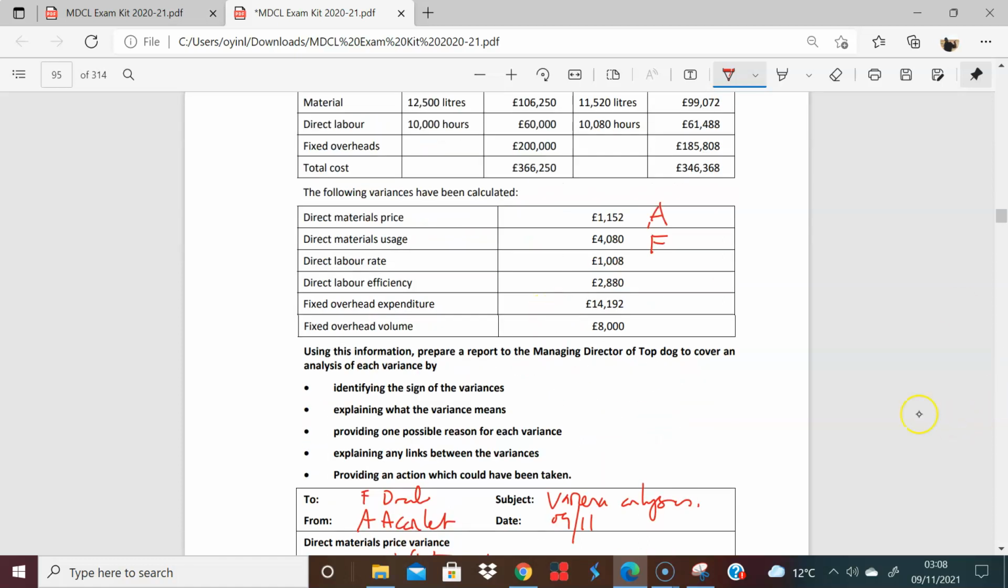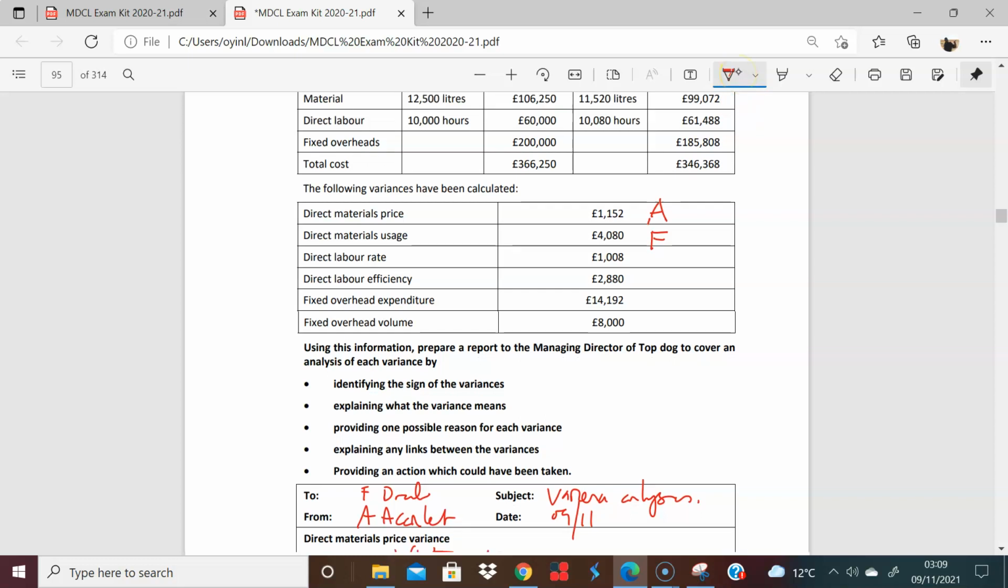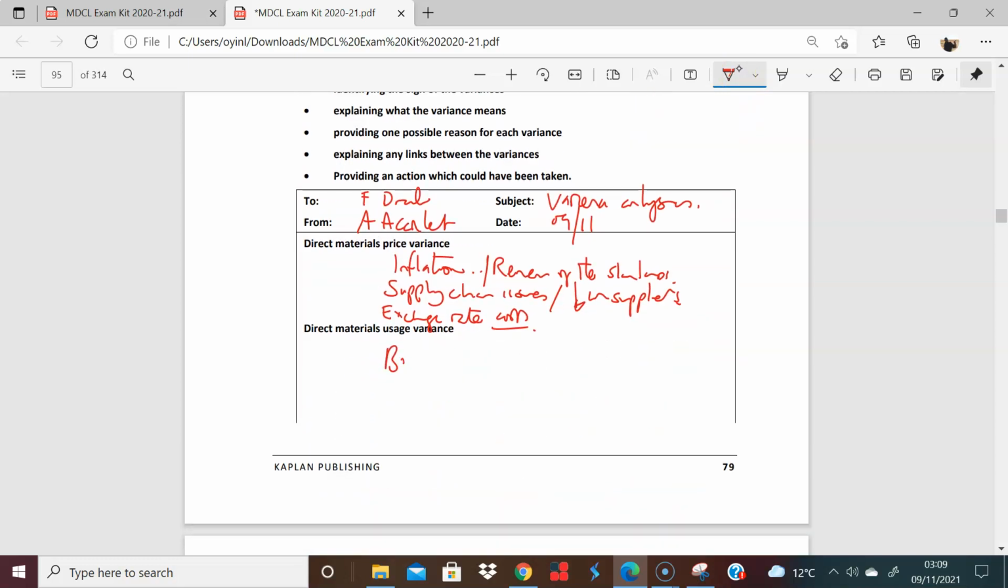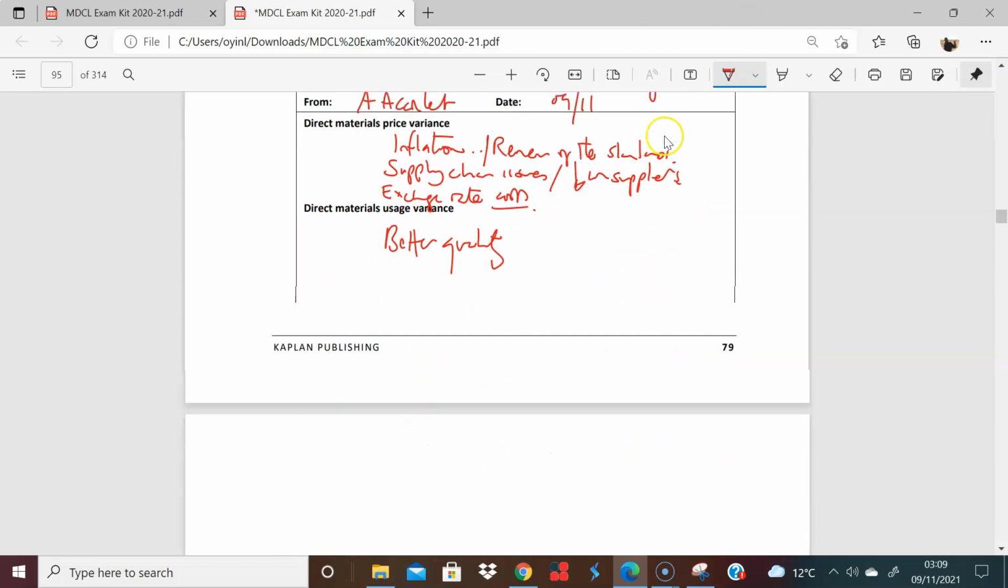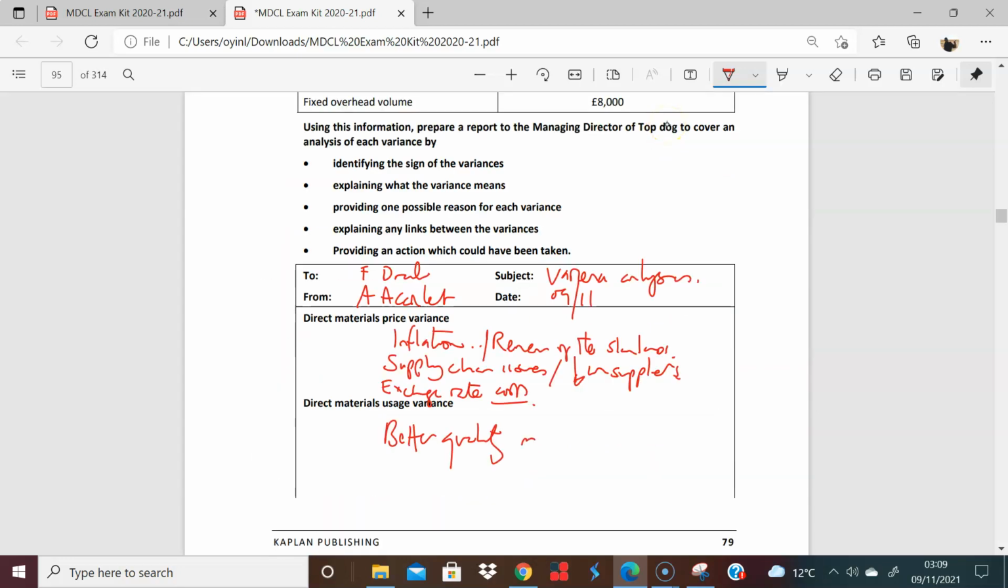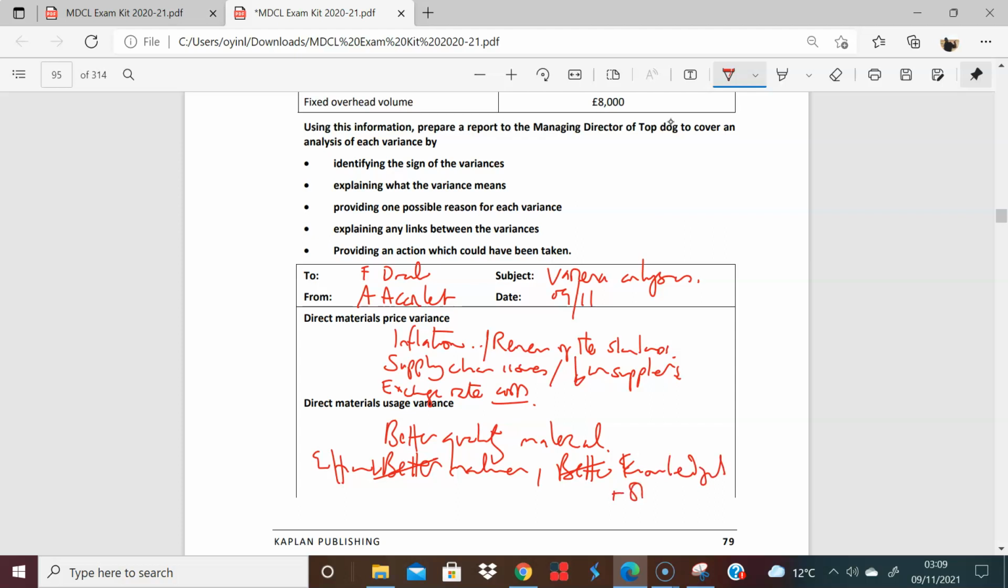And then in terms of usage, you were more efficient, usage favorable. So you might actually have a better quality material. I think we can talk about the link as we go. So that's important. So we have better quality material, maybe better machines, and better labor. Let's use that: more efficient, efficient machines, more knowledgeable and skilled workmen.